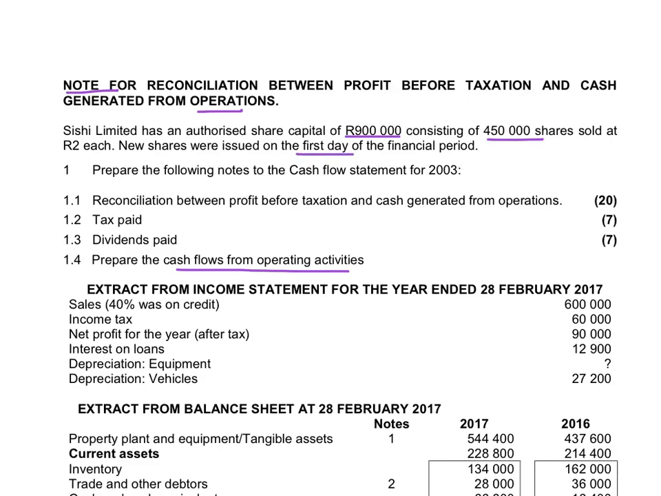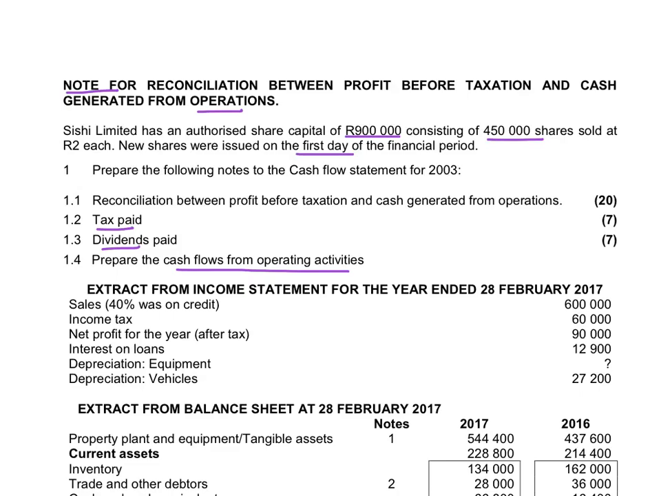That means if there's any interim or final dividends, the new shares will also receive the dividend on the number of shares that was issued. We have to do the note and the tax and dividends note as well.